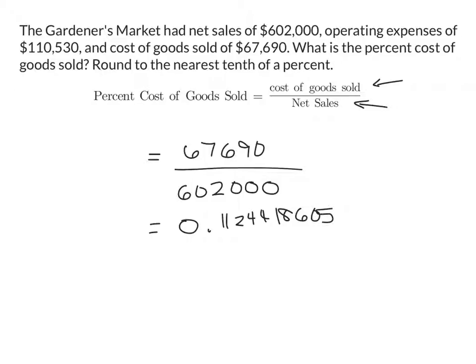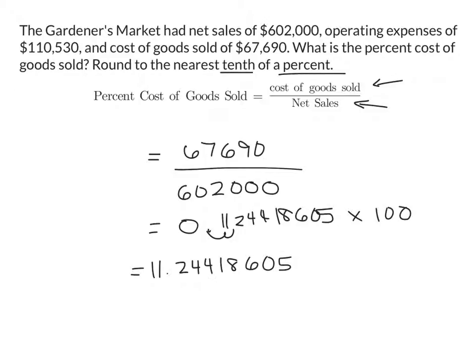0.1124418605. And we want to round to the nearest tenth of a percent. So that means we first need to convert this to a percentage. And we'll do that by multiplying by 100. That moves the decimal 2 places to the right. So I have 11.24418605. And I want to round to the nearest tenth, which means 1 decimal place. Since the 4 is less than 5, I leave the 2 as is, so my final answer is 11.2%, and that is the percent cost of goods sold.